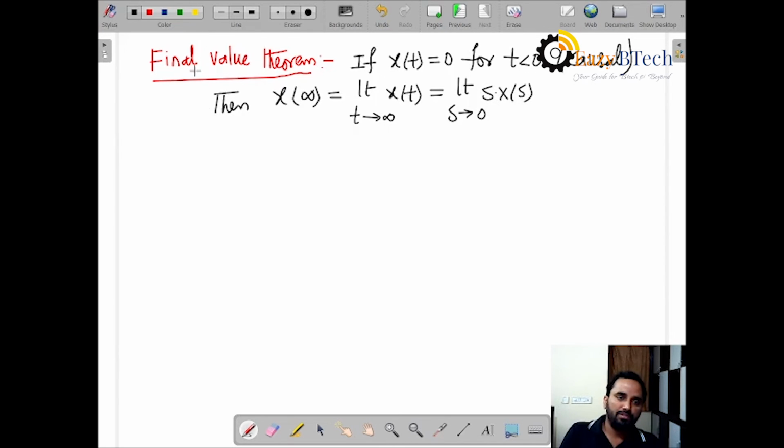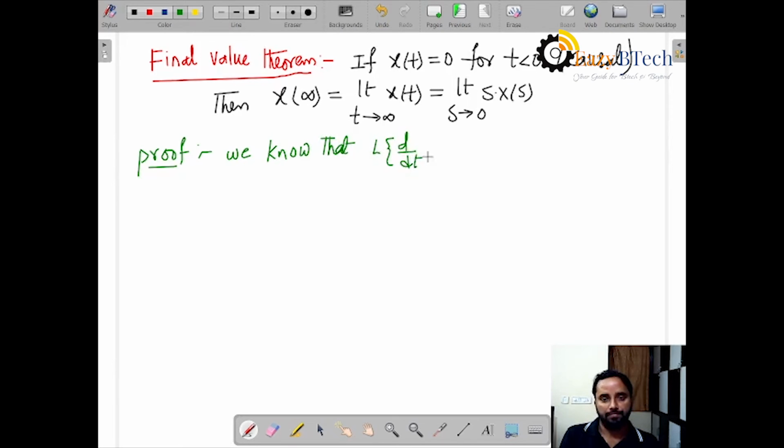See the proof. The proof is done with the help of the differentiation property, same as for the initial value theorem. So we know that differentiation property: the Laplace transform of d by dt of x of t, by the time differentiation property, is s into X of s minus x of 0.